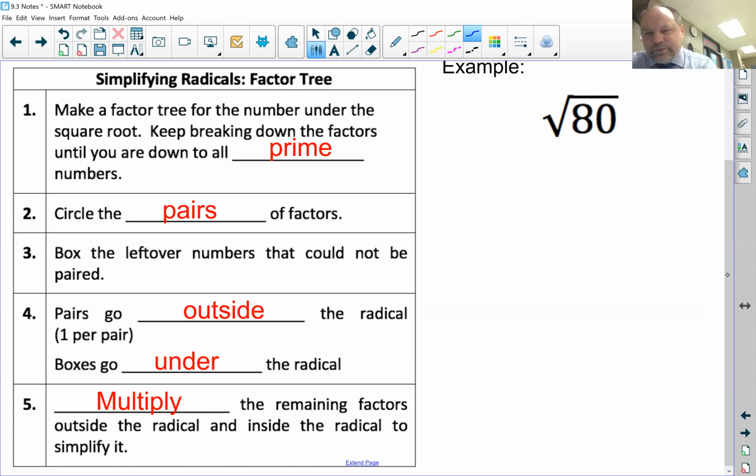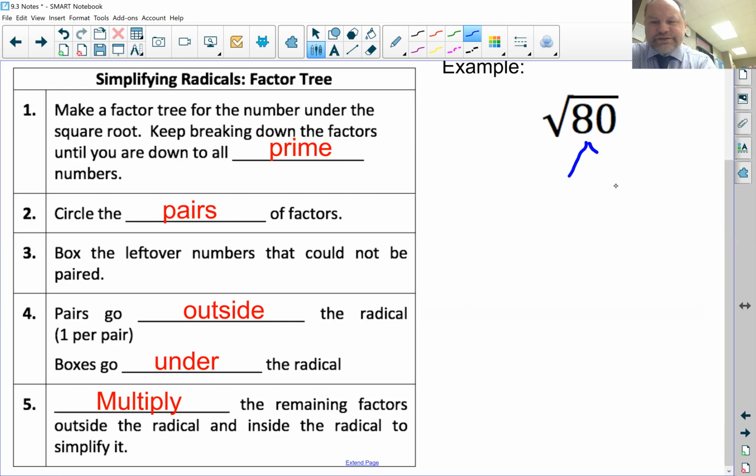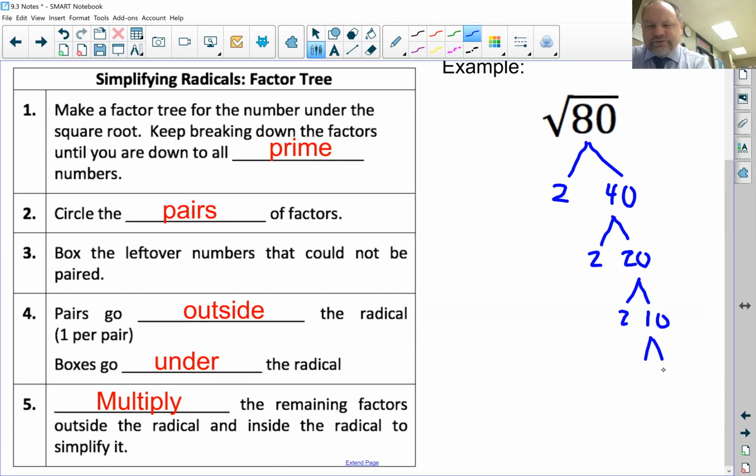So here's an example, 80. And the way that I would do it, I would just start with 2 and see if it works. So 2 and 40. Then I'm going to try 2 again, 2 and 20. Then 2 again, 2 and 10. Then 2 again, 2 and 5. And 5 is a prime number.